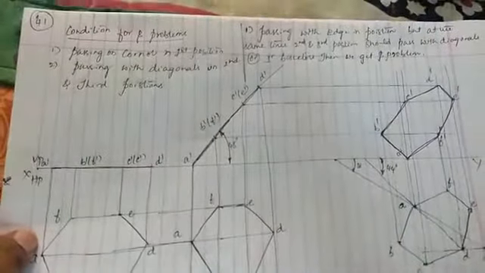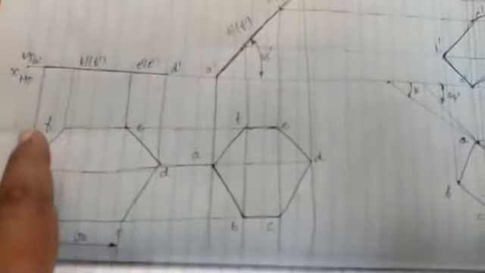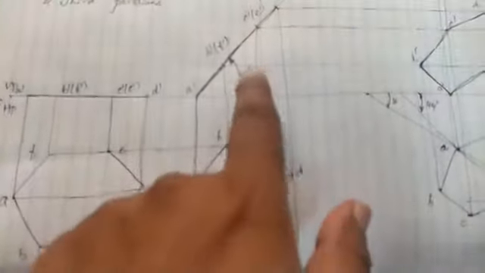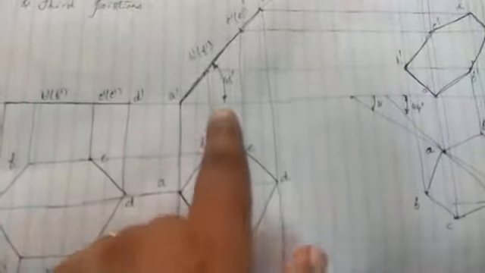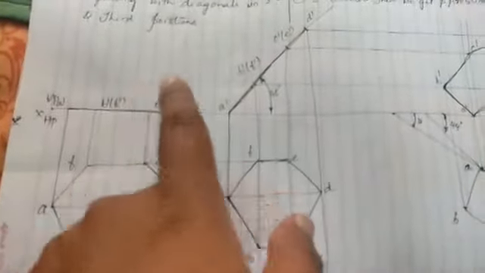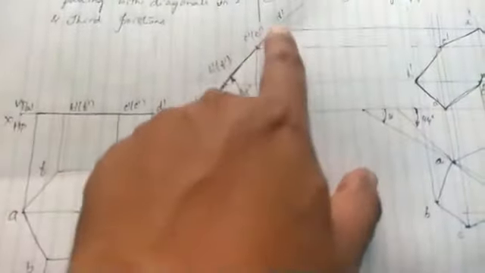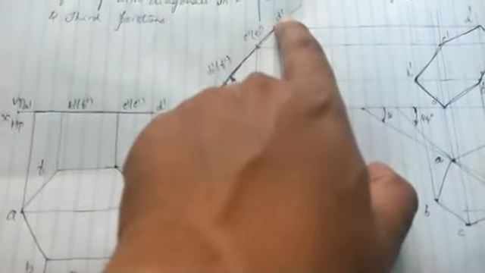The second, according to problem number 41, you can see in the primer. Whatever the inclination on the HP, you have to draw it on the VP. He has given in the problem that the inclination on HP is 45 degrees, so I have written it in VP. After drawing a 45 degrees line, measure A dash D dash with your compass. Put your compass at the point A dash, cut an arc. You will get a point called D dash.